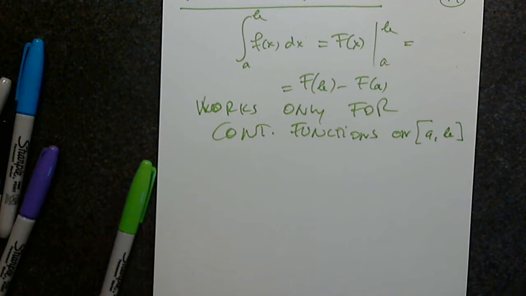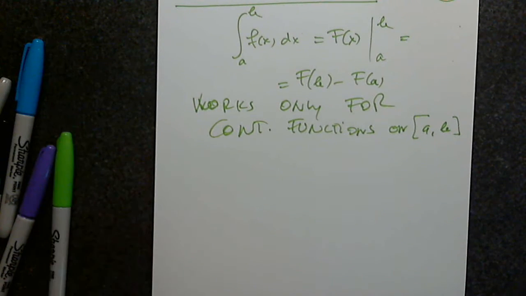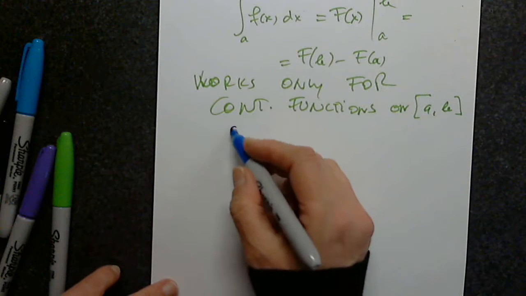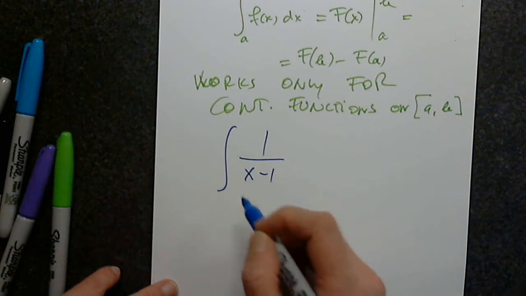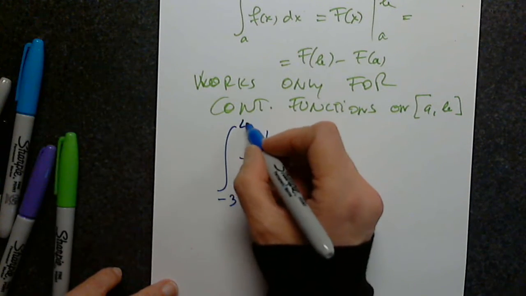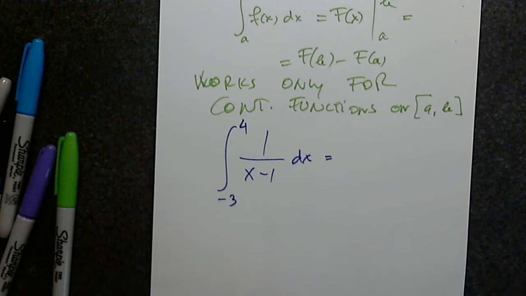And now, since we have this up there, let me ask you this. What is the integral of 1 over x minus 1 from negative 3 to 4 dx?